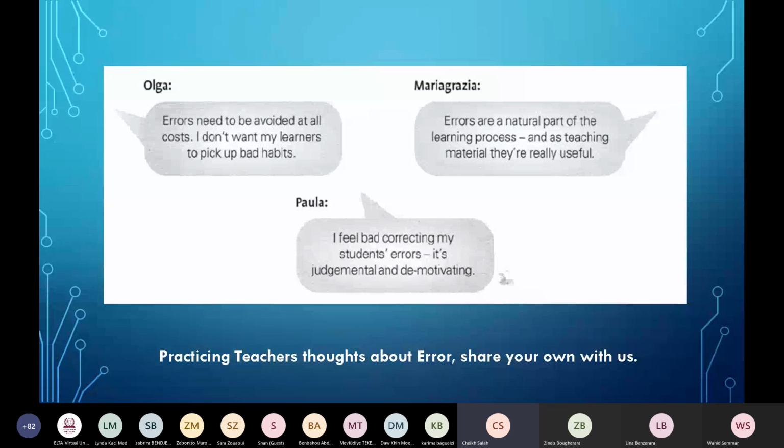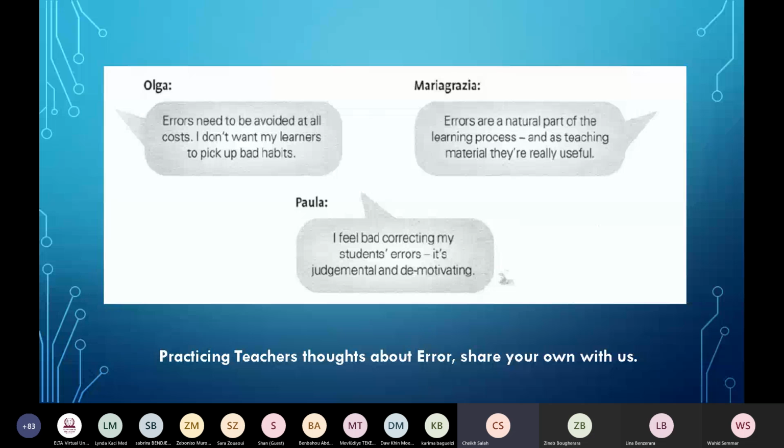Paula, she said, I feel bad correcting my students' errors. It's judgmental and demotivating. Well, I don't really agree. From my own experience, sometimes I had a one-to-one class, and I felt like I needed to correct my student, but at the end of all activities, and sometimes she felt frustrated because she thought I wasn't really paying attention. I really didn't want to correct her because maybe this is not part of the process of teaching. So I had to change and adapt, after CELT, I had to adapt my lesson plan to know where and when to correct mistakes and errors.